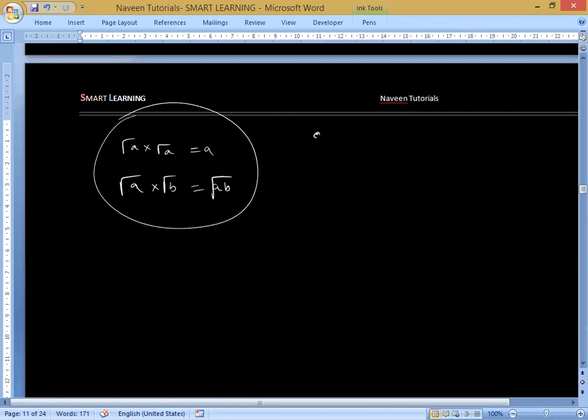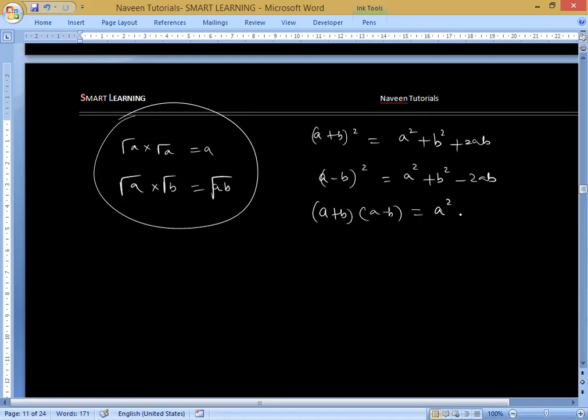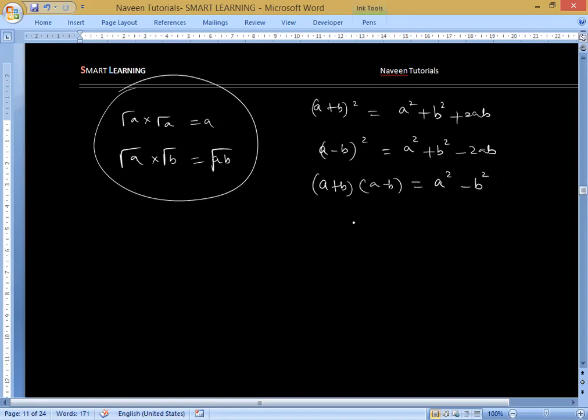Now I'm explaining the formula of a plus b whole square. A plus b whole square is a square plus b square plus 2ab. Next formula is a minus b whole square: a square plus b square minus 2ab. Right? The third formula is a plus b into a minus b: a square minus b square. These three we call identities. So this is the first identity, second identity, and third identity.